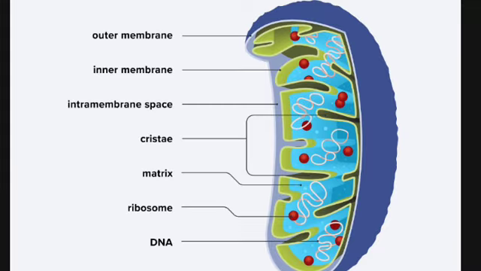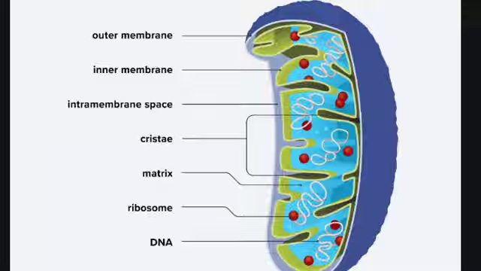Understanding mitochondrial structure is essential. The outer mitochondrial membrane is smooth and permeable. It contains porin proteins allowing small molecules to pass. It separates the mitochondrion from the cytoplasm. The intermembrane space is the space between the outer and inner membranes. It is important for proton accumulation during respiration.